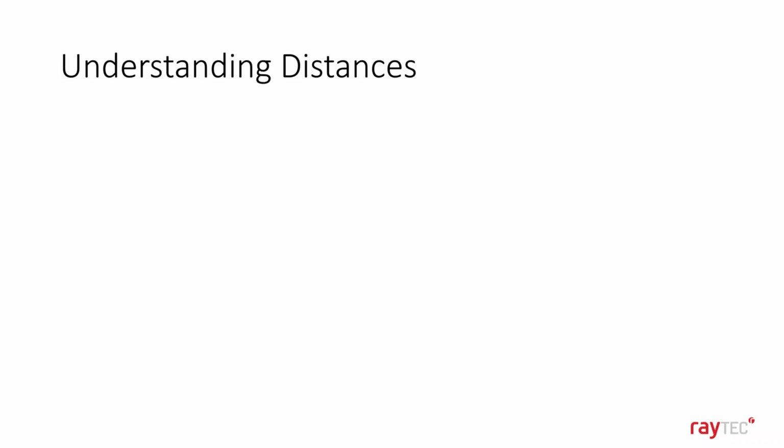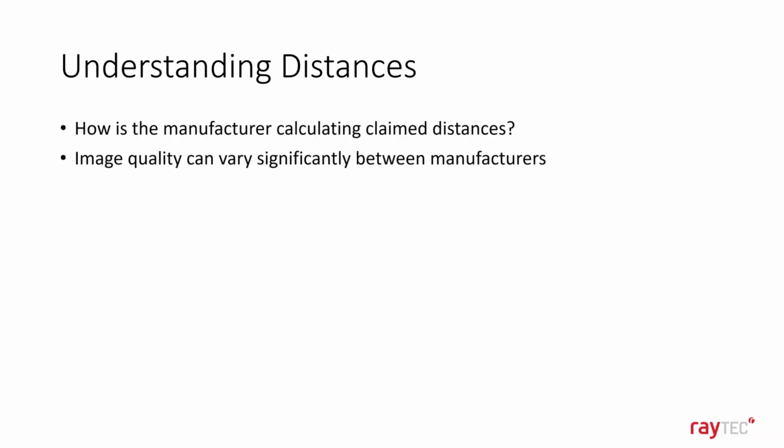So this is an important slide I always like to talk about, understanding distance and how people calculate their claimed distances. It's one of the most important things that we talk about. Unfortunately, there aren't really any standards when it comes to specifying infrared light. So this means that a lighting manufacturer is pretty much free to specify whatever distance they want on their data sheets, and no one's going to know.